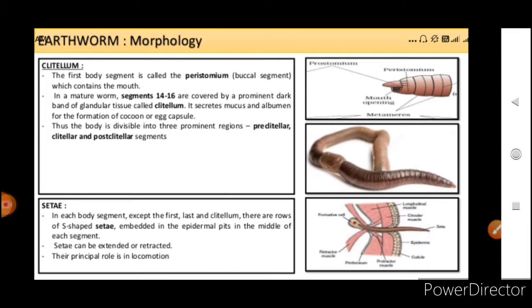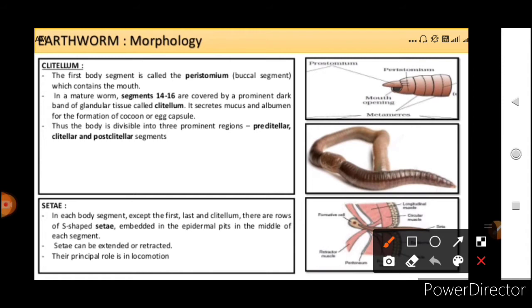Now, what are setae? These setae help in the locomotion of the earthworm. In each body segment, except the first, last, and the clitellum, there are rows of S-shaped setae embedded in the epidermal pits in the middle of each segment. Setae can be extended and retracted. When moving forward, they will be extended, and when moving backwards, they will be retracted. Their principal role is in locomotion.